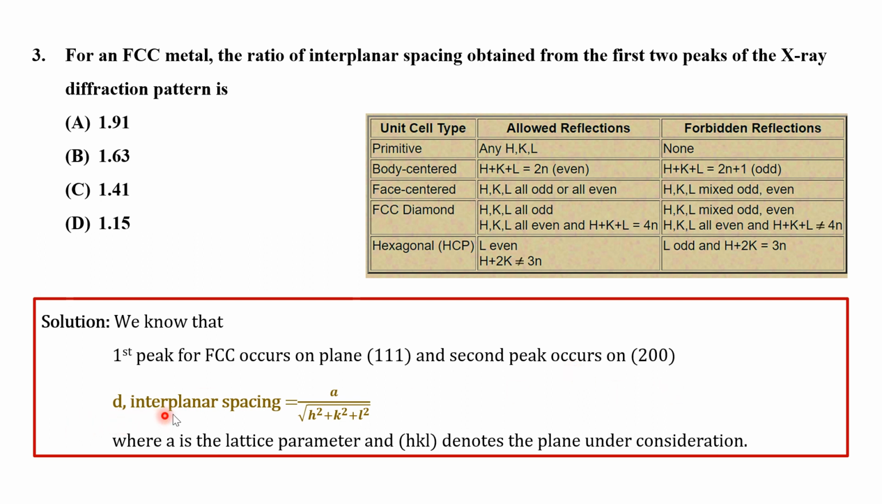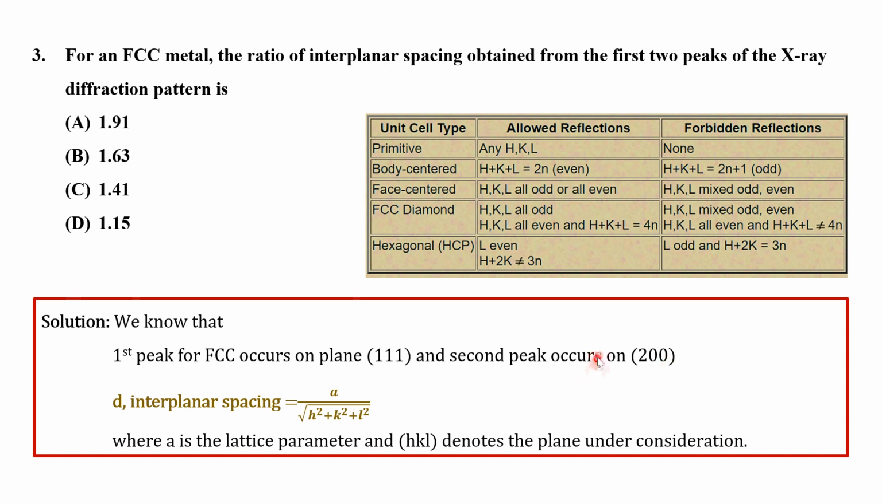We know that the equation for interplanar spacing for a cubic unit cell is given by a by root of h square plus k square plus l square. No, 0, 0, 0 doesn't exist, right? We need to have a plane in the material. So 0, 0, 0 is like no number is there, right? It will be just a coordinate point. It will be the origin itself. So these combinations are for planes. So the first one is 1, 1, 1, and the second plane will occur at 2, 0, 0.